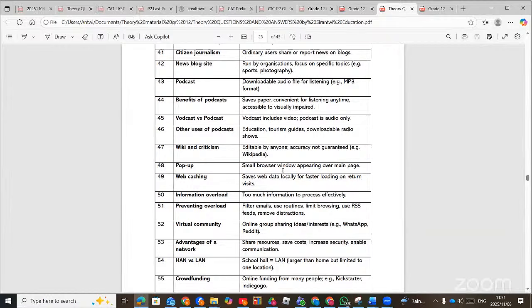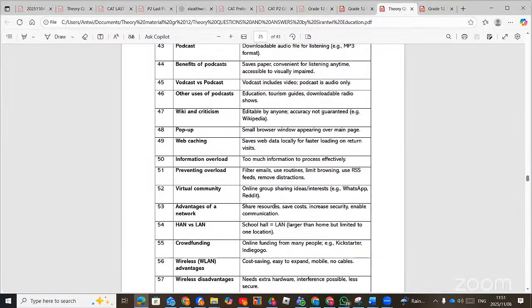Pop-up definition: a small window appearing so many times on a page. Web caching saves web data locally for faster loading time. And then information overload. When there's too much information to process effectively, we call it information overload. Now, how do you prevent it? You must filter. You must also sift the information and others.